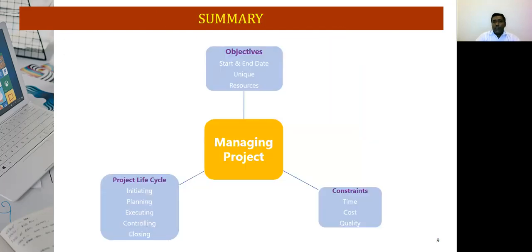As a summary, a project will have an objective, which has a start and end date. It is unique, and we will also require resources. A project will also go through certain stages. That is, in the project life cycle, initiating, planning, execution, controlling, and closing. And the three main constraints of a project are time, cost, and quality.